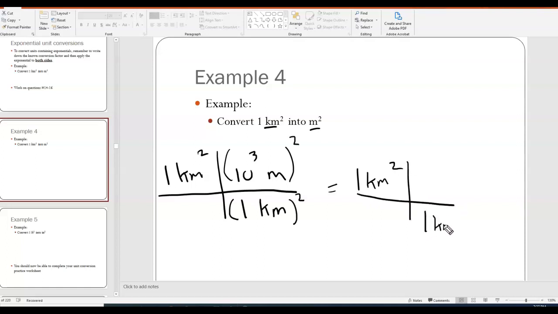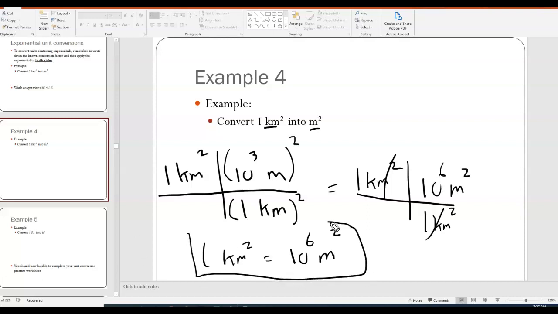I have 1 kilometer squared on the bottom, and 10 to the power 3, if you square that, you get 10 to the power 6. So 1 square kilometer is actually 10 to the power 6 square meters. Okay, so that is how you do an exponential unit conversion. That is example 4.